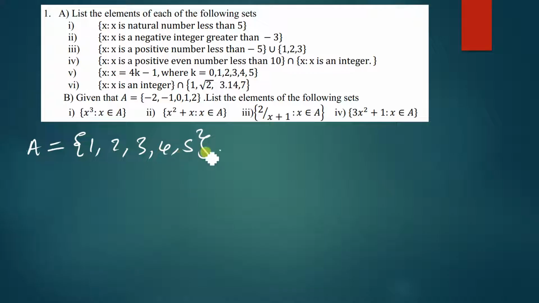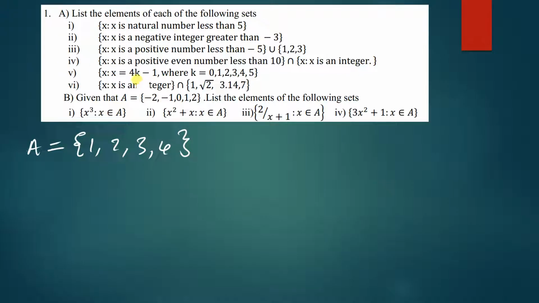So A is therefore going to be equal to 1, 2, 3, 4. Natural numbers less than 5, we just have to end on 4. We're not supposed to include 5. If they said less than or equal to 5, that's when we would include 5. All right, let's quickly move on.